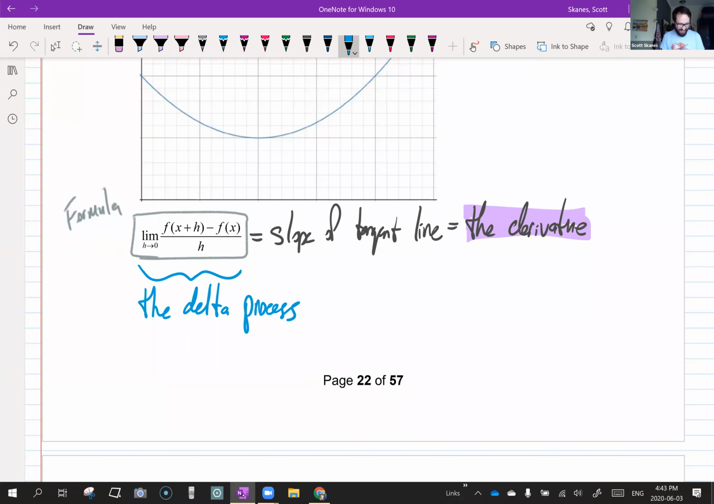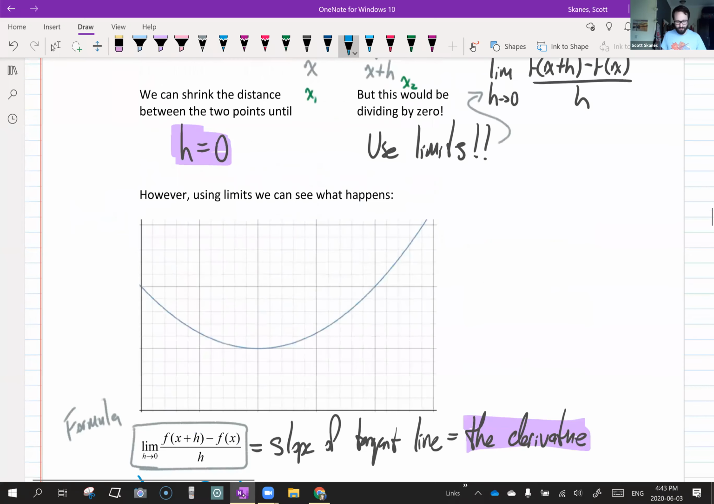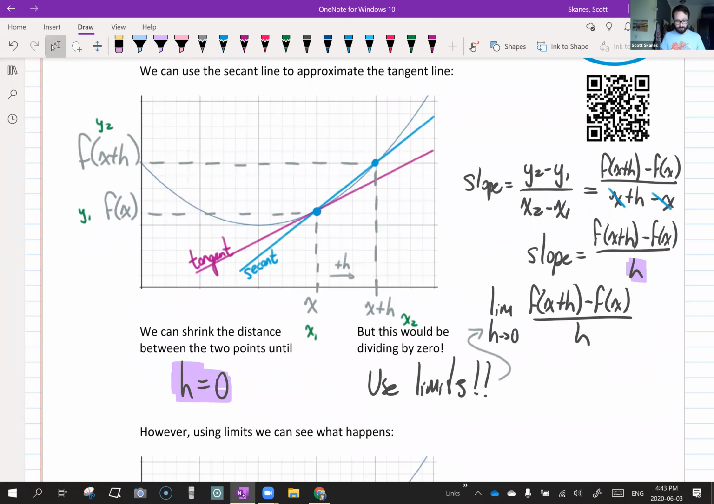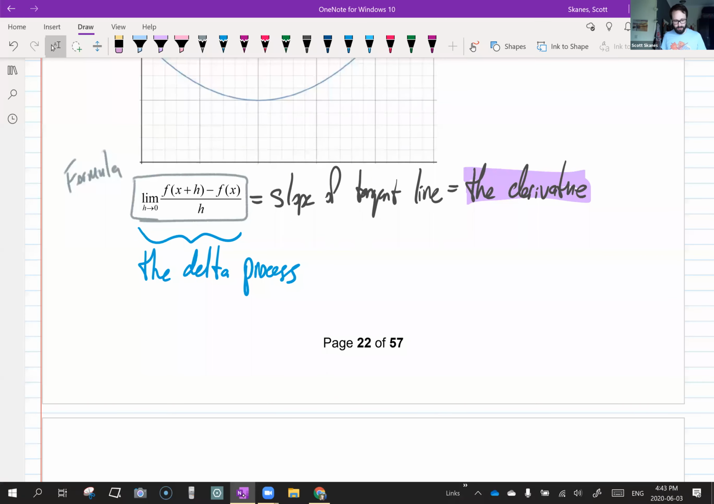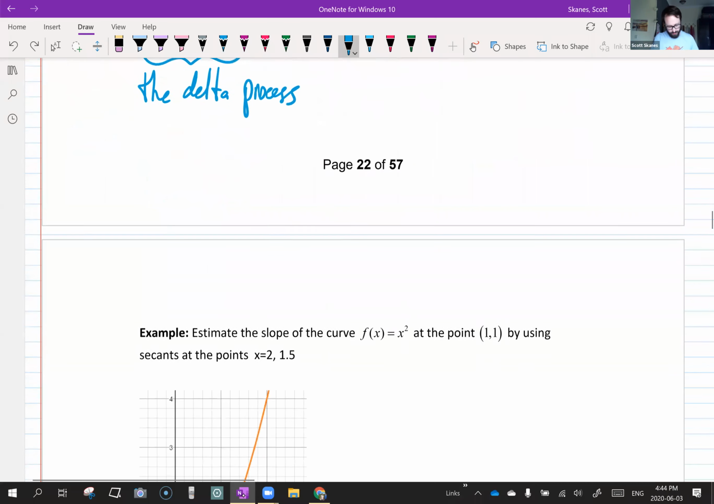The summary of this, even if you don't get the graph, I mean, the graph is important. Take time to try to understand it. But even if you don't understand it, we can take that formula here, this delta process, and use it on any function. And when we work through the math, it'll give us the slope of that function at any point. So let me show you how this works.